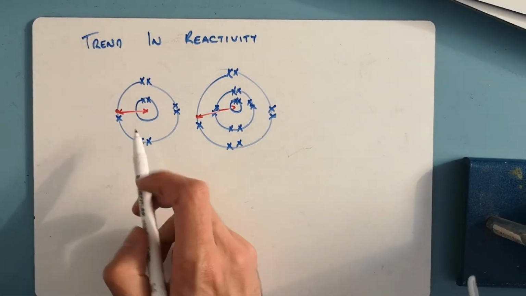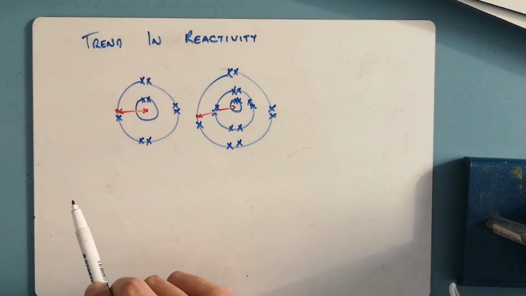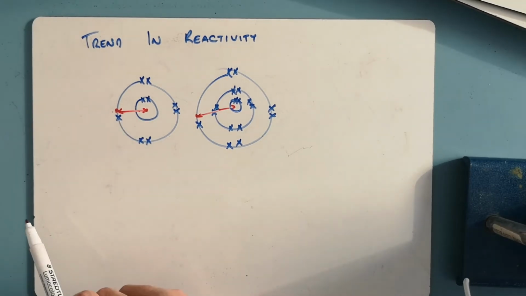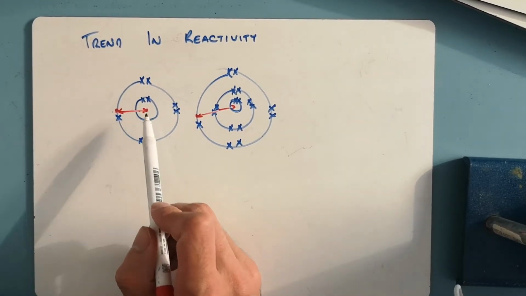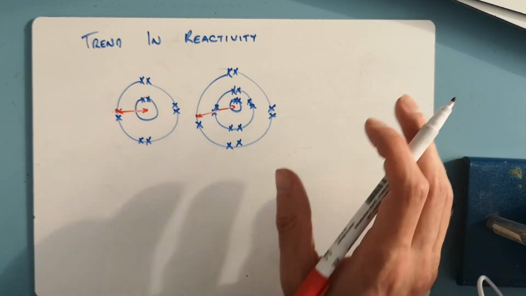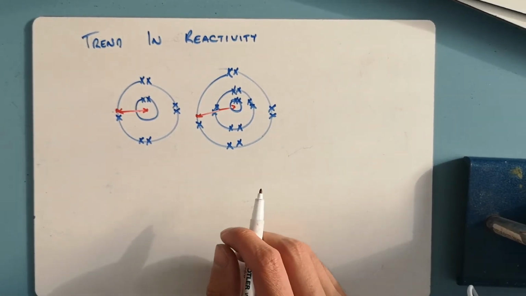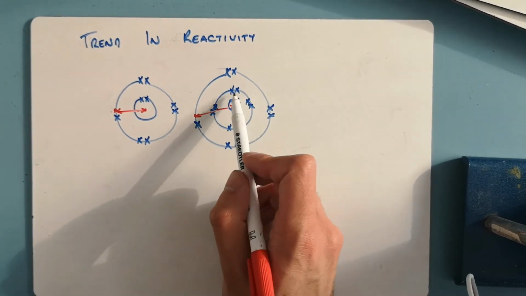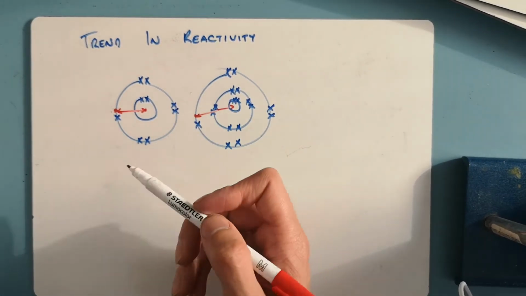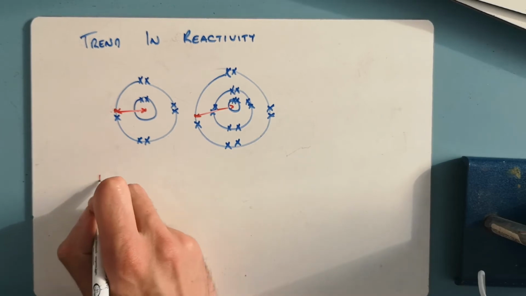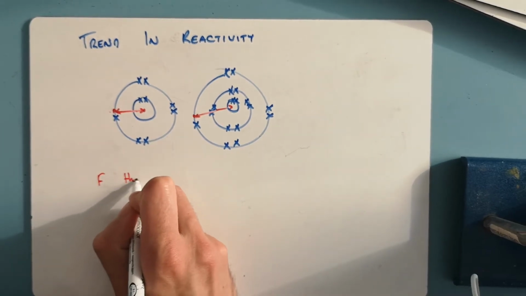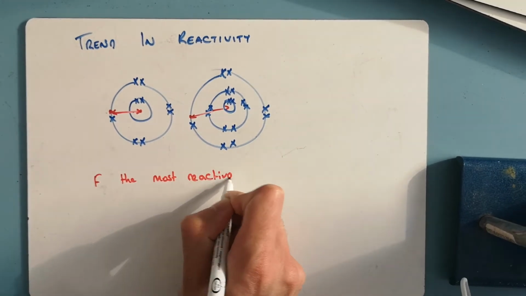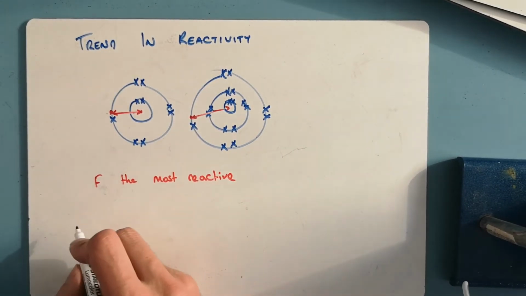So fluorine can attract an electron here really well for these 2 reasons. One, it's got a very small atomic radius, so the electron is very close to the nucleus, and 2, there's very little shielding. Now what chlorine, bromine and iodine do have going for them is that they've got more protons, so kind of a stronger magnet at the centre. But this is overridden by the shielding and the distance. So fluorine is the most reactive. Then chlorine, then bromine, then iodine.